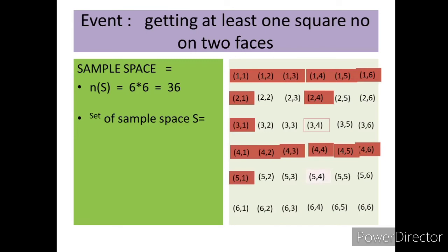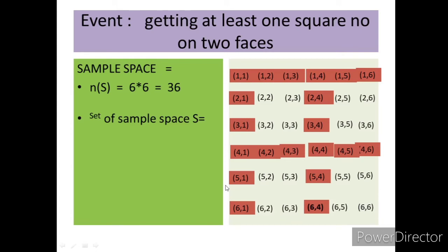You have to observe all those colored ordered pairs. Watch it. Here 1 is a square number, here also 1 is a square number, here 4 is a square number, here also 4 is a square number, here 4 is a square number, here 1 is a square number. These all colored outcomes are favorable to us. So here you take 3 comma 3. Is it favorable? Why? Because these two are not square numbers, and we need at least one square number. So you take 6 comma 6. This is not our favorable outcome. Why? Because this 6 is not a square number and this 6 is also not a square number.